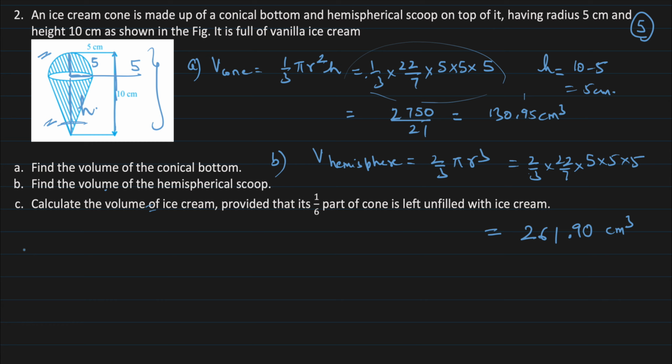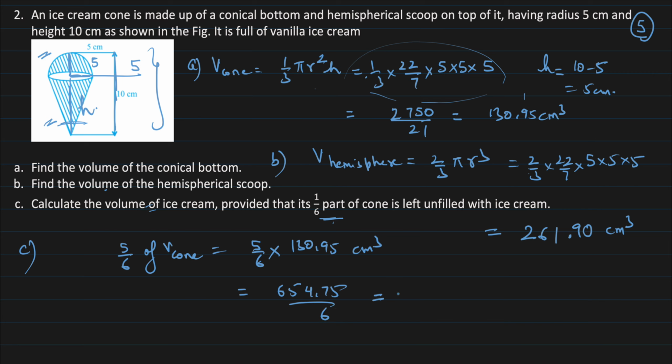Now for the C part, it is saying that we need to calculate total volume. So don't add both of them because there is one condition given that from the cone only 1/6 is unfilled. So only 5/6 is filled. Okay, so calculate 5/6 of volume of cone, right? So 5 by 6 into 130.95. So that will give you how much? 654.75 by 6. So that comes out to be 109.125 centimeter cube.